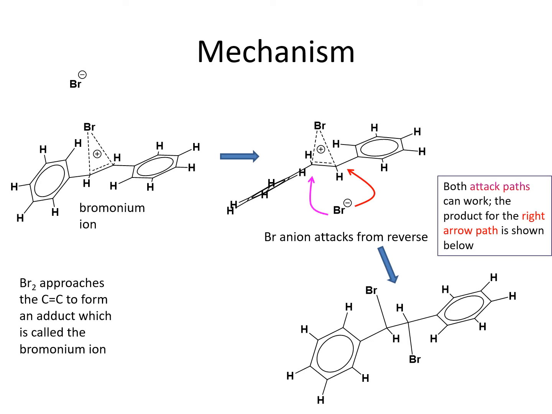So this is the same way of saying the mechanism I was explaining in the previous slide. It's just that you can see the pink and the red arrows are possibilities for this bromine to attack the carbons that had the double bond, and in either way you will have a trans product.